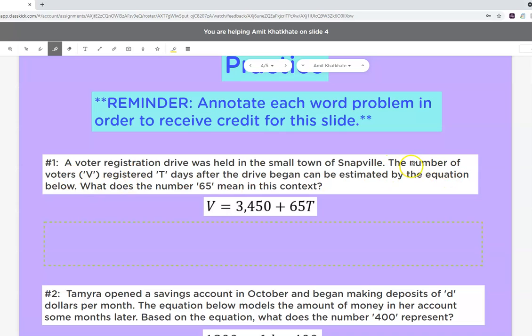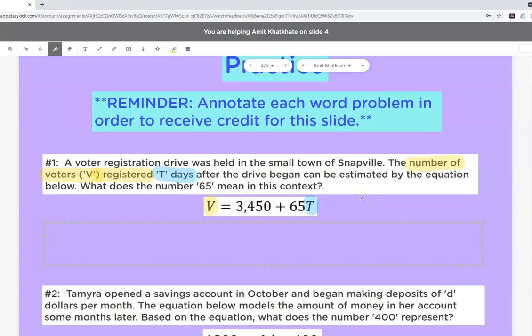Then we see the number of voters, V, and I guess I should also include registered. And then I'm going to switch colors here just so you can see this, but T is days after the drive began. I'm going to keep it simple and just say days. And then we have this population here. So I'm going to also highlight the colors that go with what I highlighted in the problem.